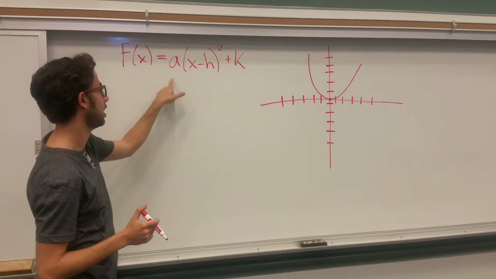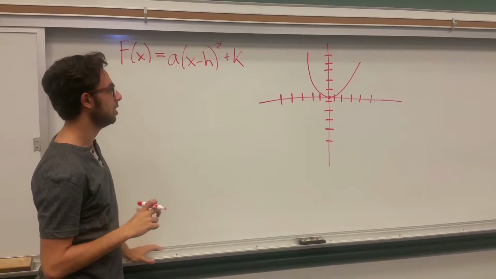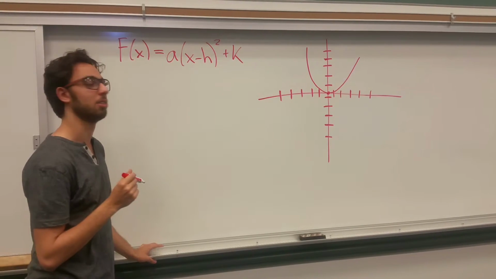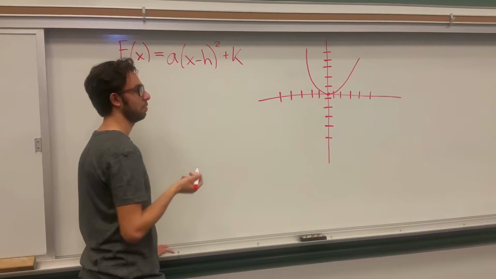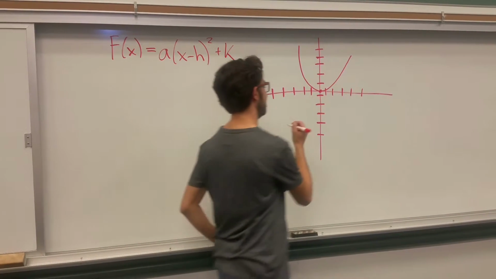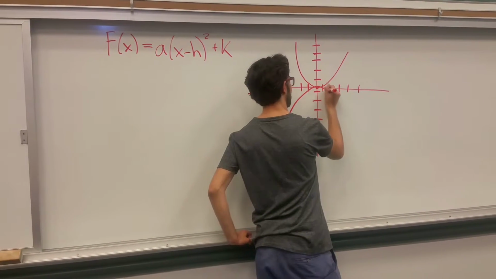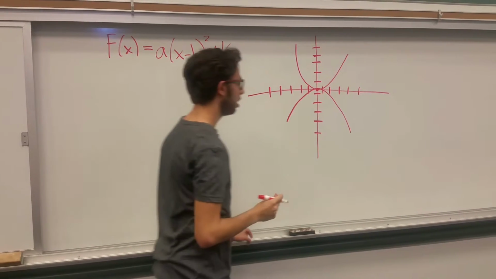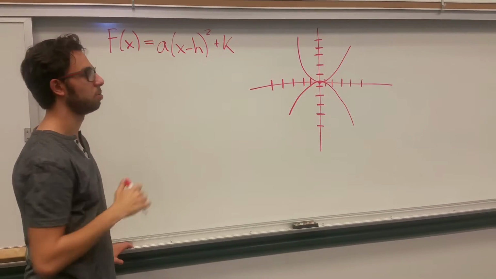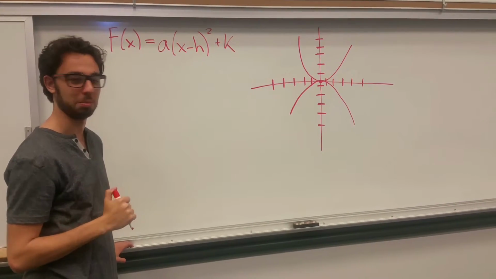So we're going to start off with a. What a does is it determines whether the parabola is going up or down. So if a is positive, the parabola is going up. But if a is negative, then the parabola goes down. A also determines how wide or narrow the parabola is.